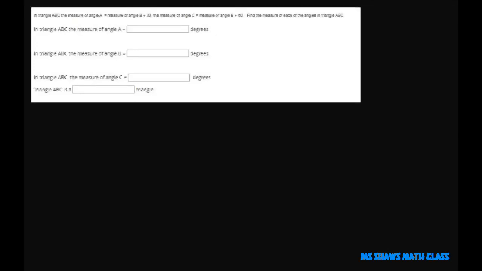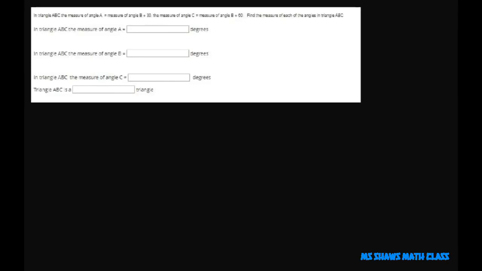Hi everyone. In triangle ABC, the measure of angle A equals the measure of B plus 30. The measure of angle C equals the measure of angle A plus 60. So we have to find the measure of each angle.